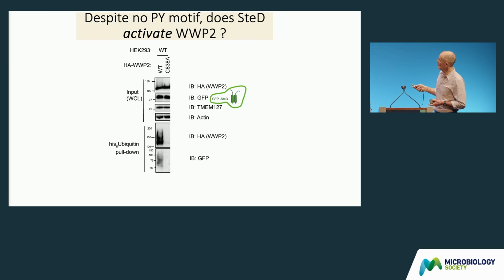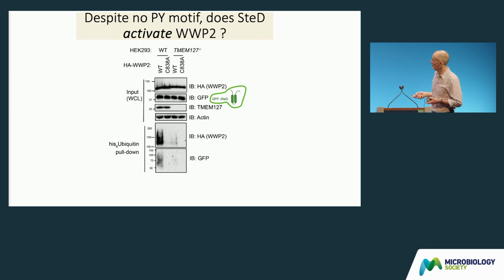WWP2, a catalytically dead mutant, suddenly, with TMEM127, not the bona fide NDFIP, we now get activation of WWP2, which of course is dependent on the activity of the ligase that we added. But that activity is not enough. You also need TMEM127. In cells which lack TMEM127, there's barely any stimulation of WWP2 activity by STED.